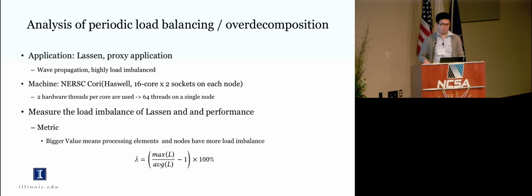I measured the load imbalance and performance with a highly load imbalanced application, Lassen. Lassen is a wave propagation application developed by Lawrence Livermore National Lab. So I ran this application on Cori Haswell nodes with 2 sockets, 16-core CPUs, and measured the load imbalance of Lassen with this metric. The bigger value of this metric means the nodes and PEs have more load imbalance. So let's look at the result.